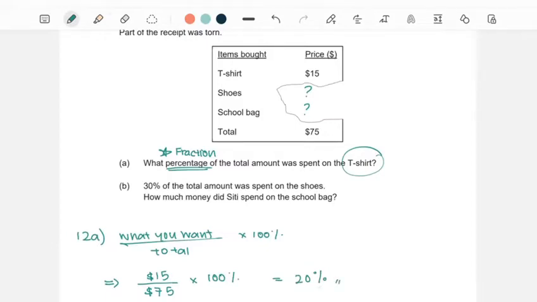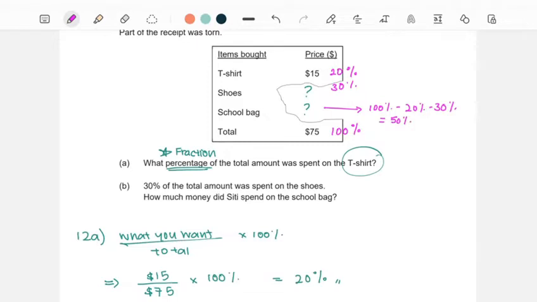All right, so moving on to part B. Now that we know t-shirt is 20%, and of course the total is 100%. Okay, part B, 30% of the total amount of money was spent on shoes. How much money did Siti spend on the shoe bag? All right, so total is 100%, and we know that 30% is on shoes. Okay, so from here it's pretty straightforward to find shoe bag, which is 100% minus 20% minus 30%. Same thing, you can key it into your calculator. You would get 50%.